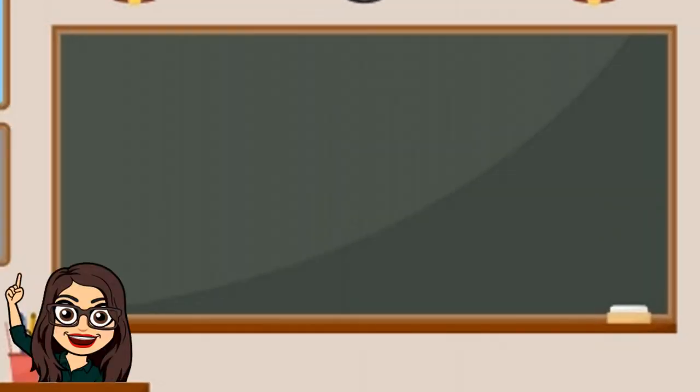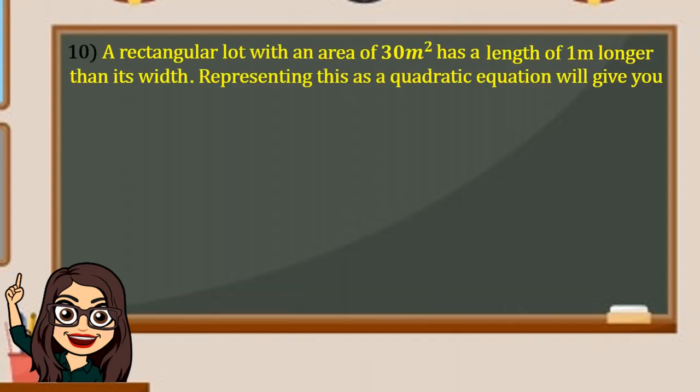For the last 2 examples, we're going to deal with word problems. So for example number 10, we have a rectangular lot with an area of 30 meters square has a length of 1 meter longer than its width. Representing this as a quadratic equation will give you, so for the solution, ang una natin kailangan tignan ay what are the given in the problem.